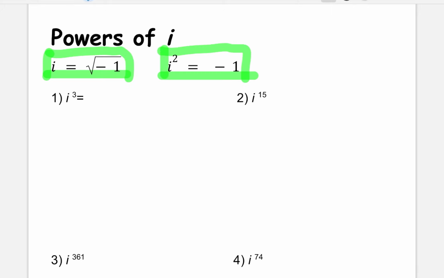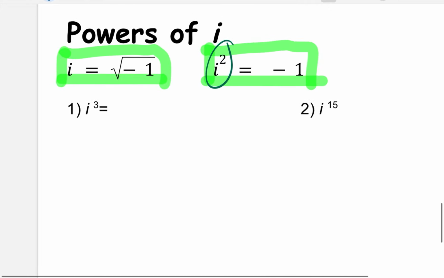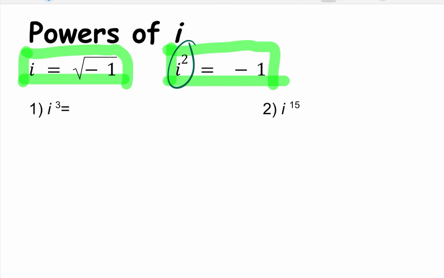Okay, so first we are going to split the number into forms of a positive and a negative, or in a form of i squared, if that's possible. So what do I mean by that? Let's try the first one, which is i cubed. So i cubed can be split into i squared and then plus 1. Isn't it 2 plus 1 is 3?